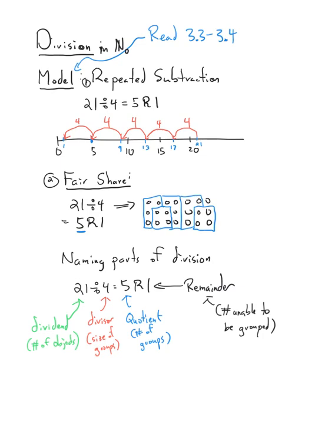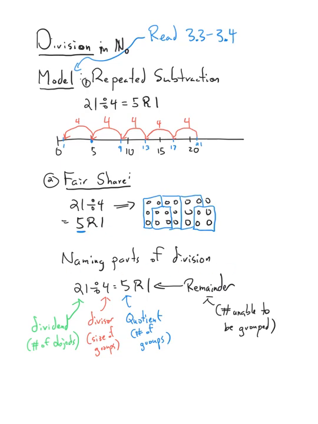The other way you could think about it is fair share. Let's say you have 21 objects and you want to divide them into groups of 4. How many groups can you make? Well, you just keep doing it. 1, 2, 3, 4, 5 groups, and there's 1 left over, so the quotient is 5. Our answer is 5 with a remainder of 1.